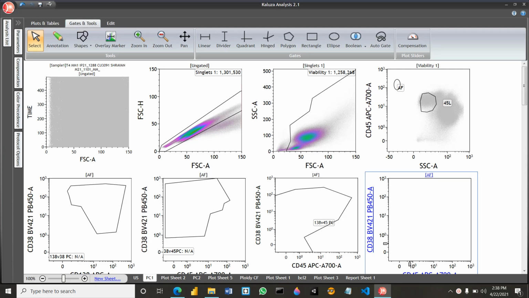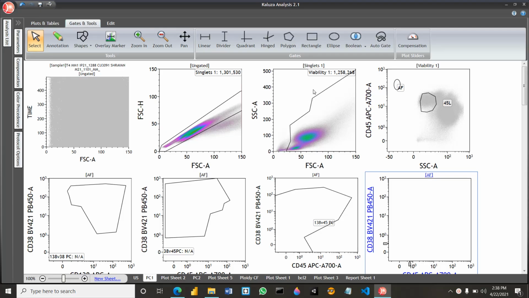So let's go to another case. This is a case where I'm not showing you history or morphology because that may bias you. Also, we have this case where we already designed the template. There are a few gates and a few dot plots already there, which saves you a lot of time.